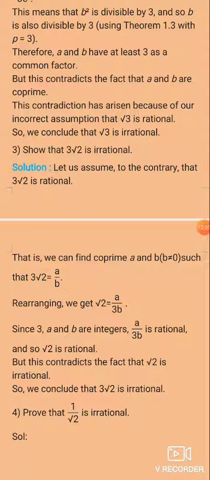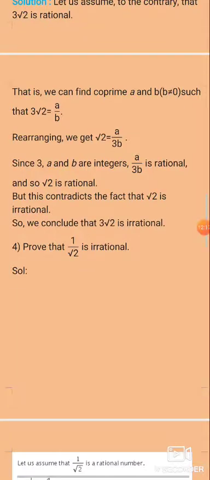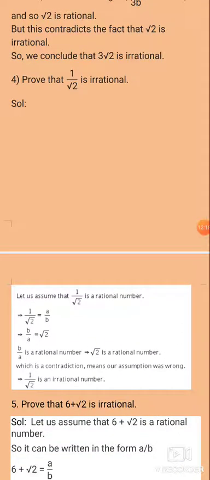Okay. So we needed to prove 3 root 2 is irrational. Next question, division: 1 by root 2 is irrational. For that the solution, listen. Let us assume 1 by root 2 is rational. If it is rational, we can write it in the form 1 by root 2 is equal to a by b.